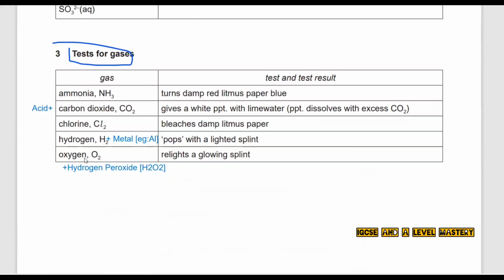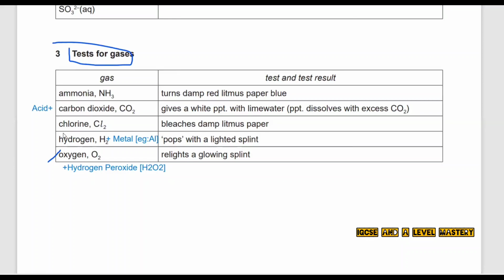chlorine, hydrogen, and oxygen. Now, if oxygen is present, then obviously some reagent like hydrogen peroxide will be added in order to produce oxygen. So if you are adding a reagent, especially when hydrogen peroxide is added and then you are heating it, then the gas will be oxygen for sure. And you will have to do the test for oxygen. That is, you have to check whether the splint reglows or relights.